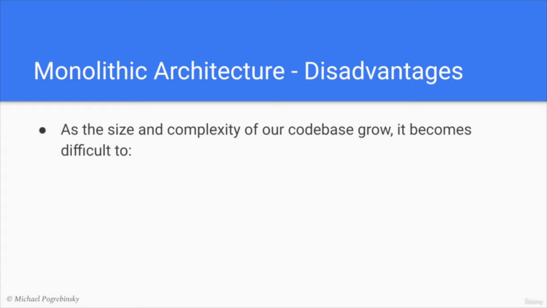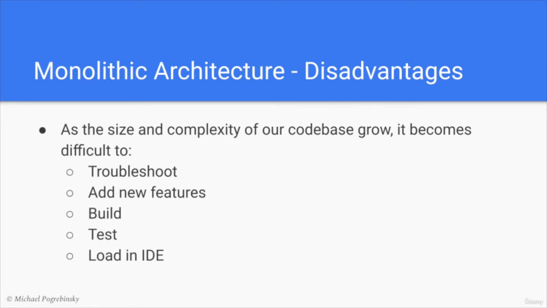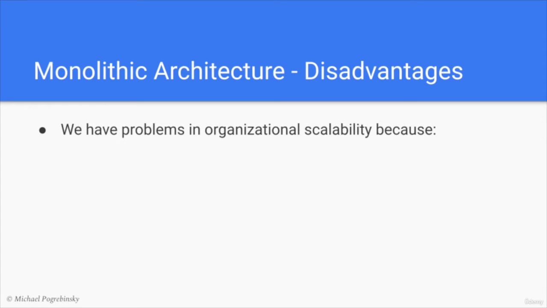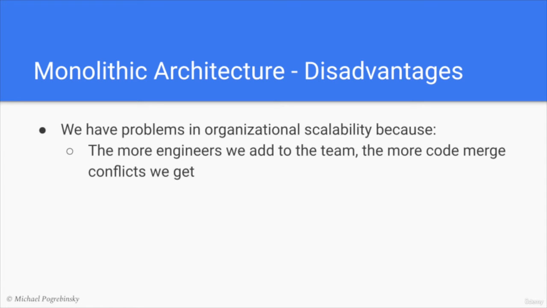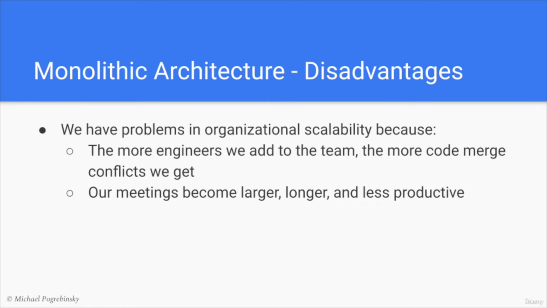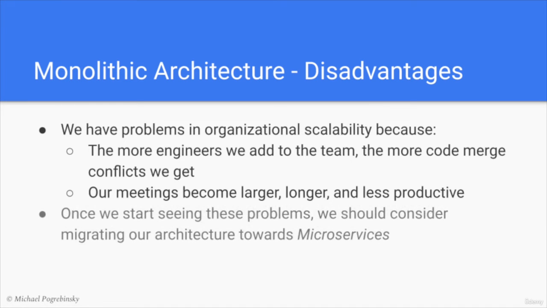However, as the size and complexity of our codebase grow, it becomes extremely difficult to troubleshoot and add new features to it, as well as build, test, and even load the entire codebase in our IDE. On the organizational scalability dimension, we also start having problems, because the more engineers we add to the team, the more code merge conflicts we get, and our meetings become larger, longer, and less productive. Once we start seeing those problems, we need to start switching gears and consider migrating our architecture towards microservices.